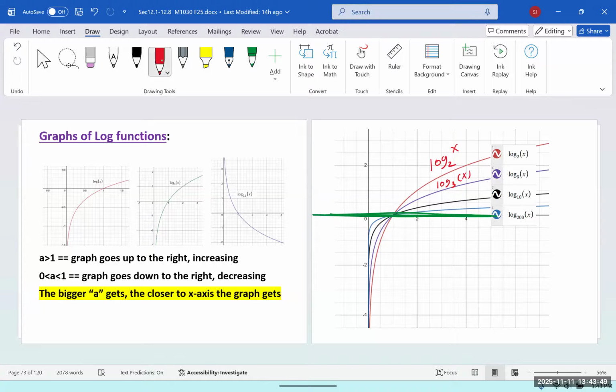The next graph here is base 10, log base 10. So you get even closer to the x-axis. And the last blue one is log base 200. See, it gets very close to the x-axis. So the bigger the base on the log, the more they lie down, the closer they get to the x-axis. Question? They never touch the x-axis. Never. Without any transformation.